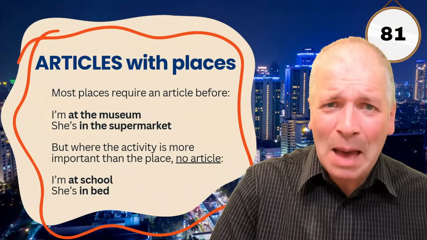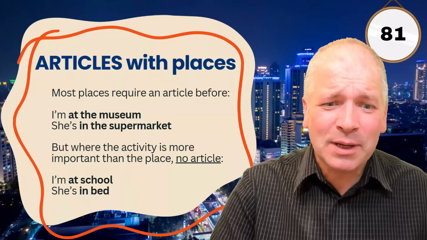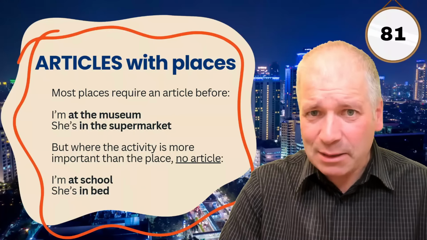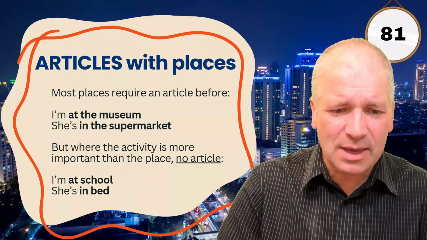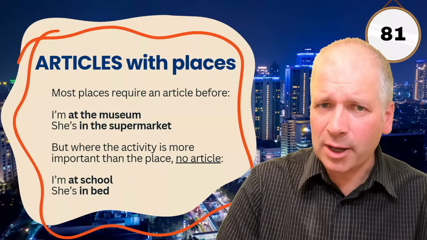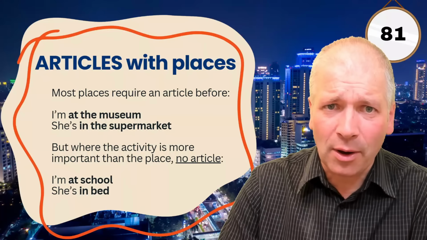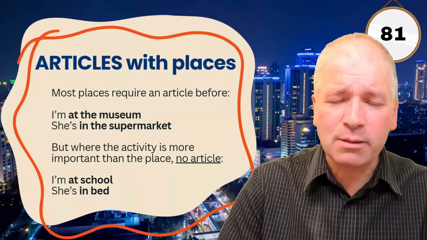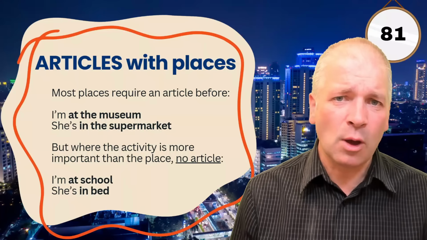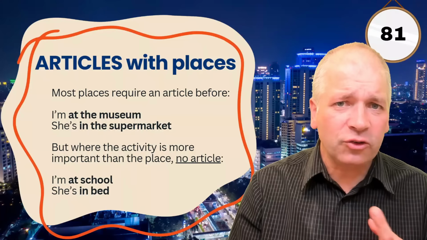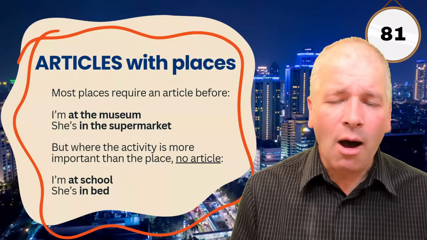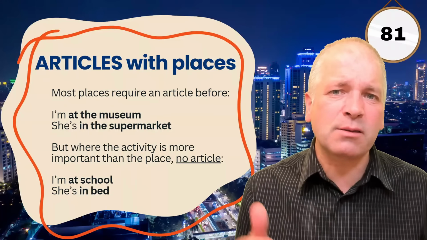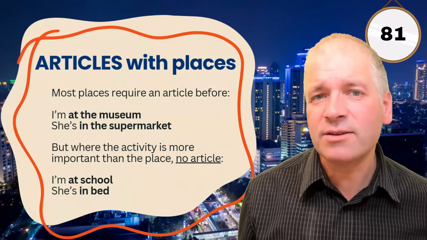Articles with places can be confusing because usually we would expect to use a or the before a place, such as I'm at the museum, she's in the supermarket, or even she's in a supermarket. But when the activity is more important than the place, we don't add the article. So words such as school, church, or even just bed. I'm at school, not I'm at the school. When I say I'm at school, I'm focusing on the fact I'm studying in a school.